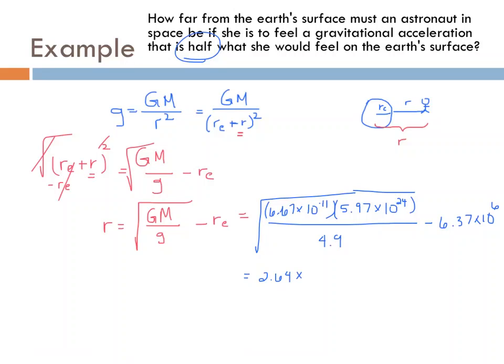If you put all that into your calculator, you should get 2.64 times 10 to the 6th meters. This is the distance away from the Earth's surface, not total distance away, but the distance away from the Earth's surface she needs to be in order to feel half of the gravitational acceleration she would feel on Earth.